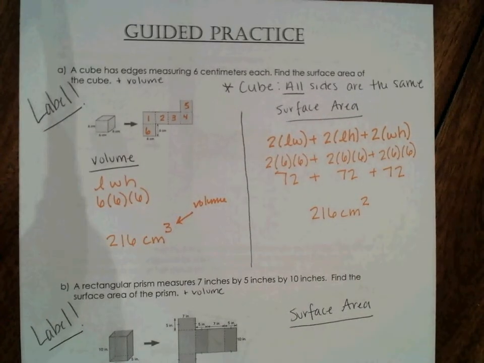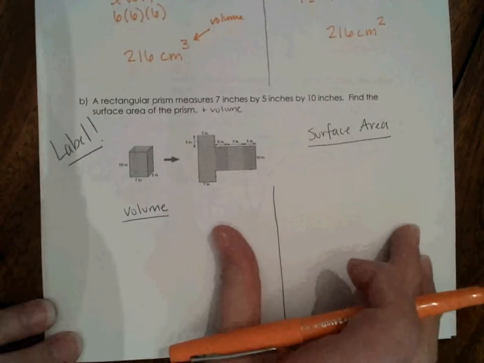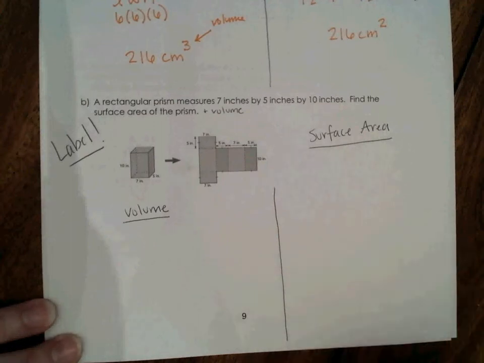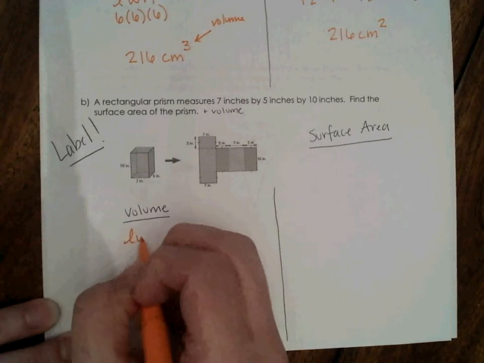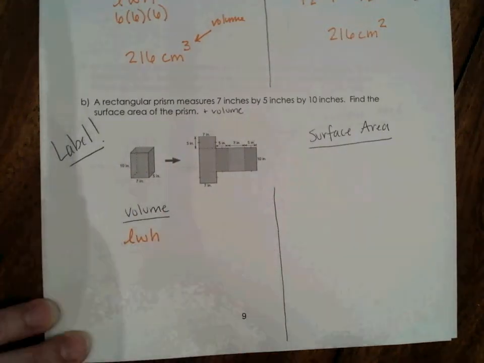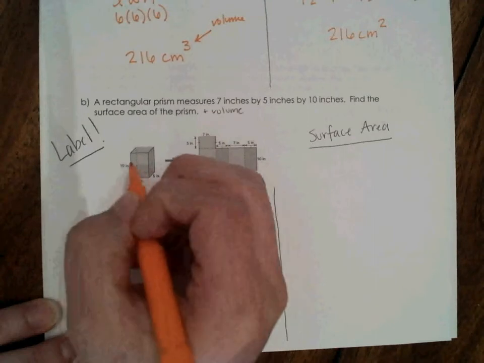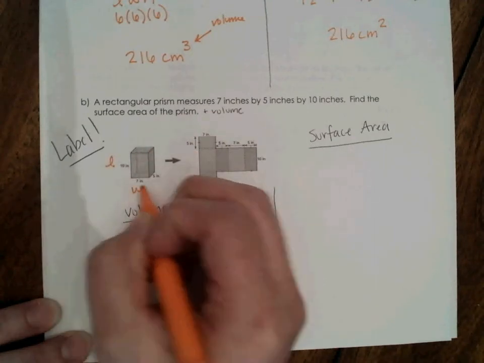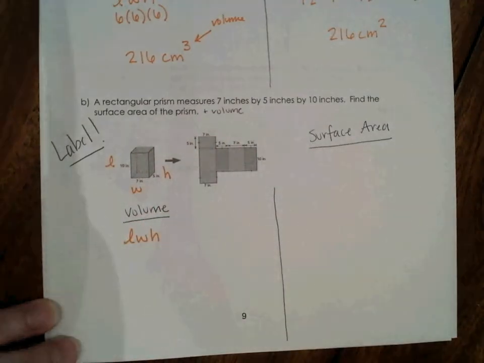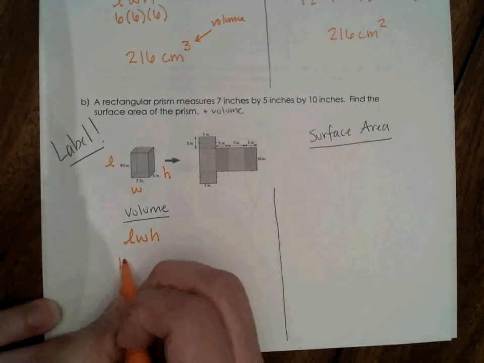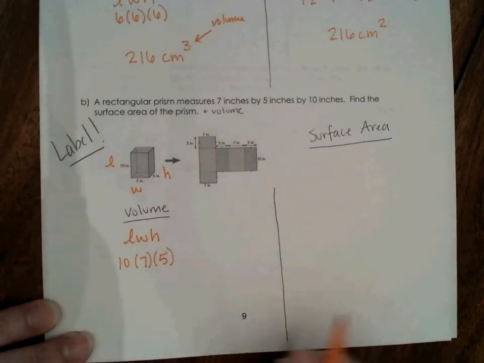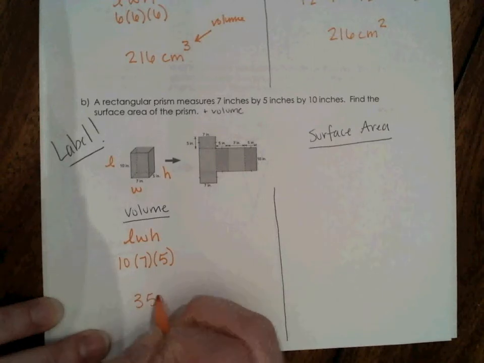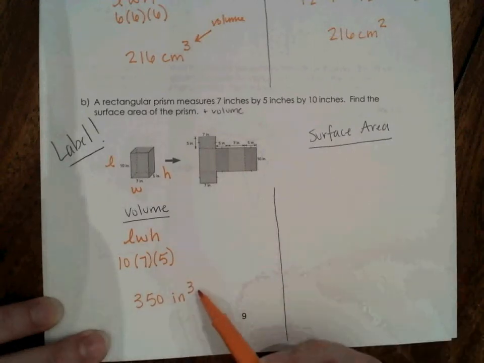For my next shape here, I have a rectangular prism. I'm going to find the surface area and volume for this. Remember, our volume formula is length times width times height for any cube or rectangular prism. So when I label it, I can use this as my length, I can use this as my width, and this is my height. It doesn't matter which you label as long as you plug them in correctly. So I'm going to do 10 times 7 times 5. When I do 10 times 7 times 5, I get 350 inches cubed. Units cubed goes for volume.